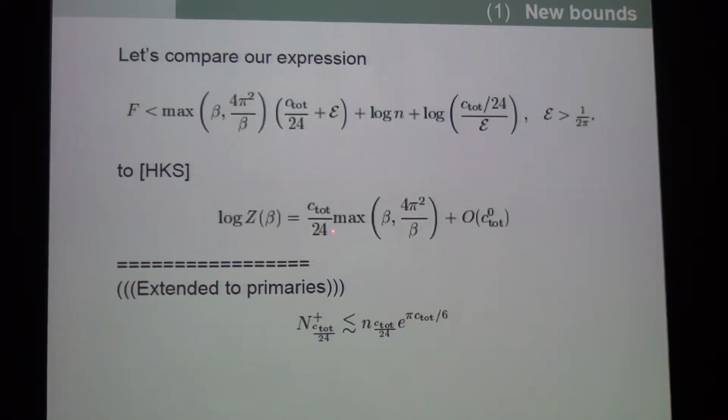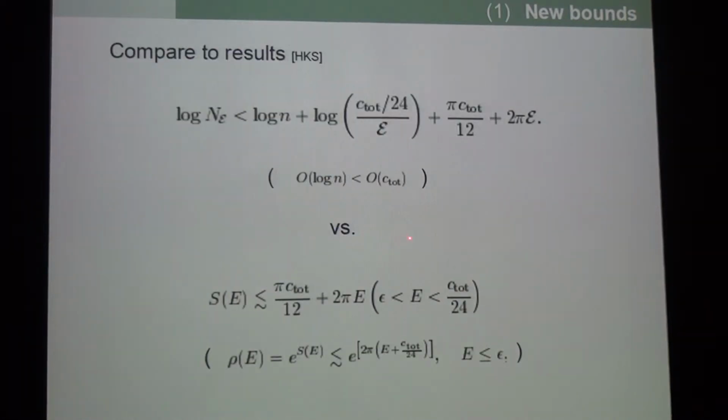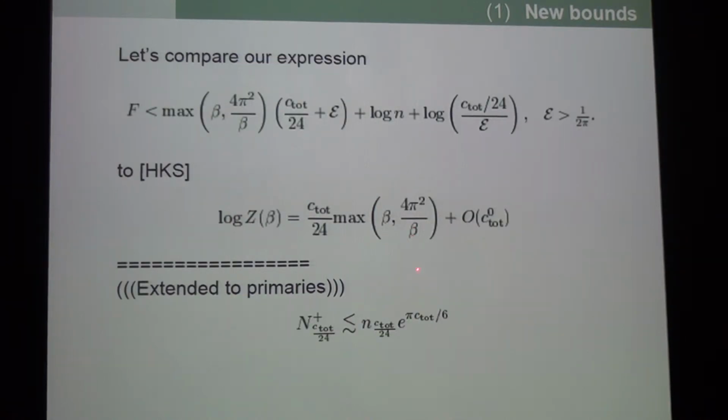They actually find to leading order, assuming a light sparse spectrum, something that goes to C total over 12 times the max of these two quantities, excuse me, beta and the inverse of beta under that S transformation. And we find the same thing.